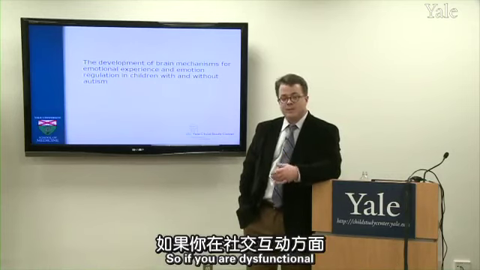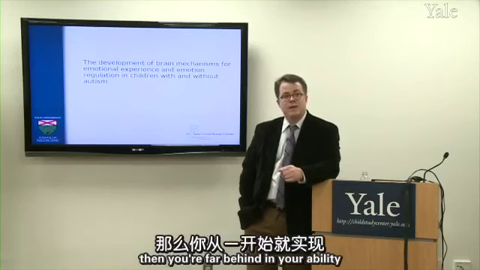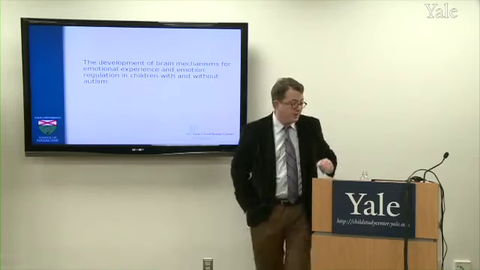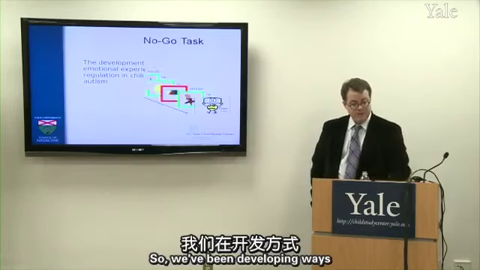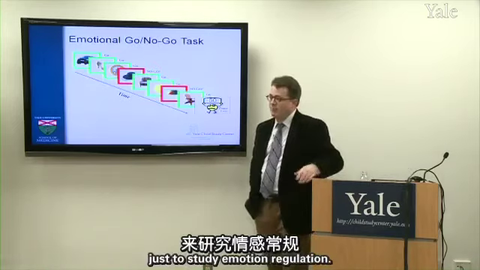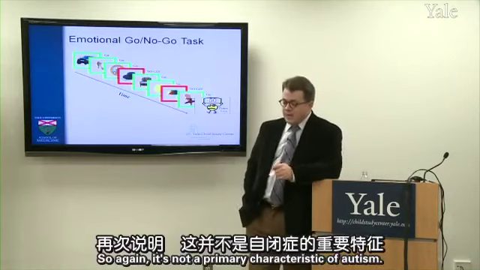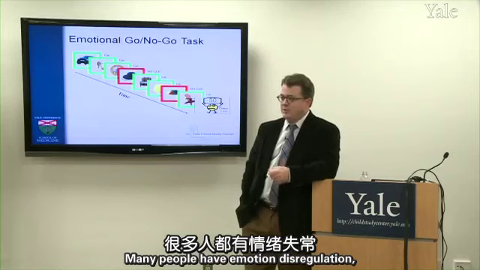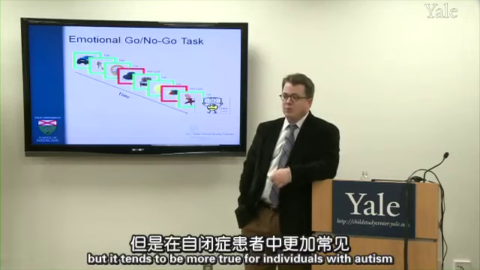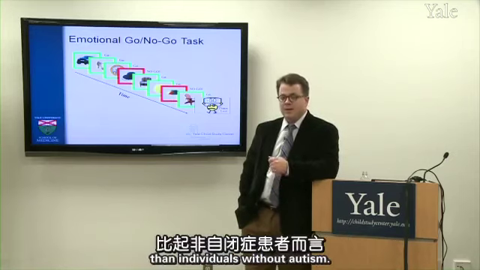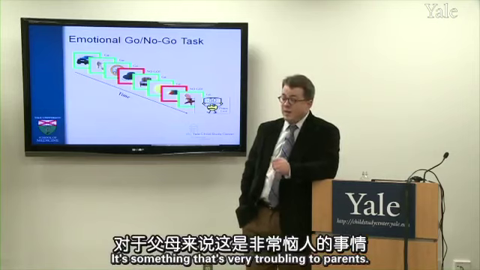So if you're dysfunctional in terms of your social interactions, then you're far behind in your ability to actually regulate emotion just from the starting point. So we've been developing ways to study emotion regulation, right? Again, it's not a primary characteristic of autism. Many people have emotion dysregulation, but it tends to be more true of individuals with autism than individuals without autism, and it's something that's very troubling to parents.